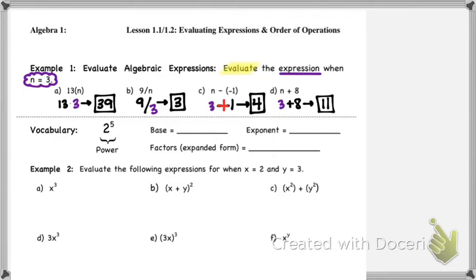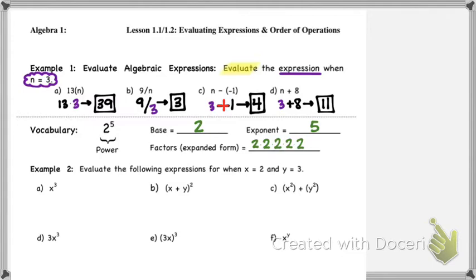The other part of lesson 1.1 deals a lot with exponents. So you'll notice here we have the definition for a power. So a power includes the base and its exponent. In this particular case, the base of 2 to the 5th is 2. The exponent is 5.